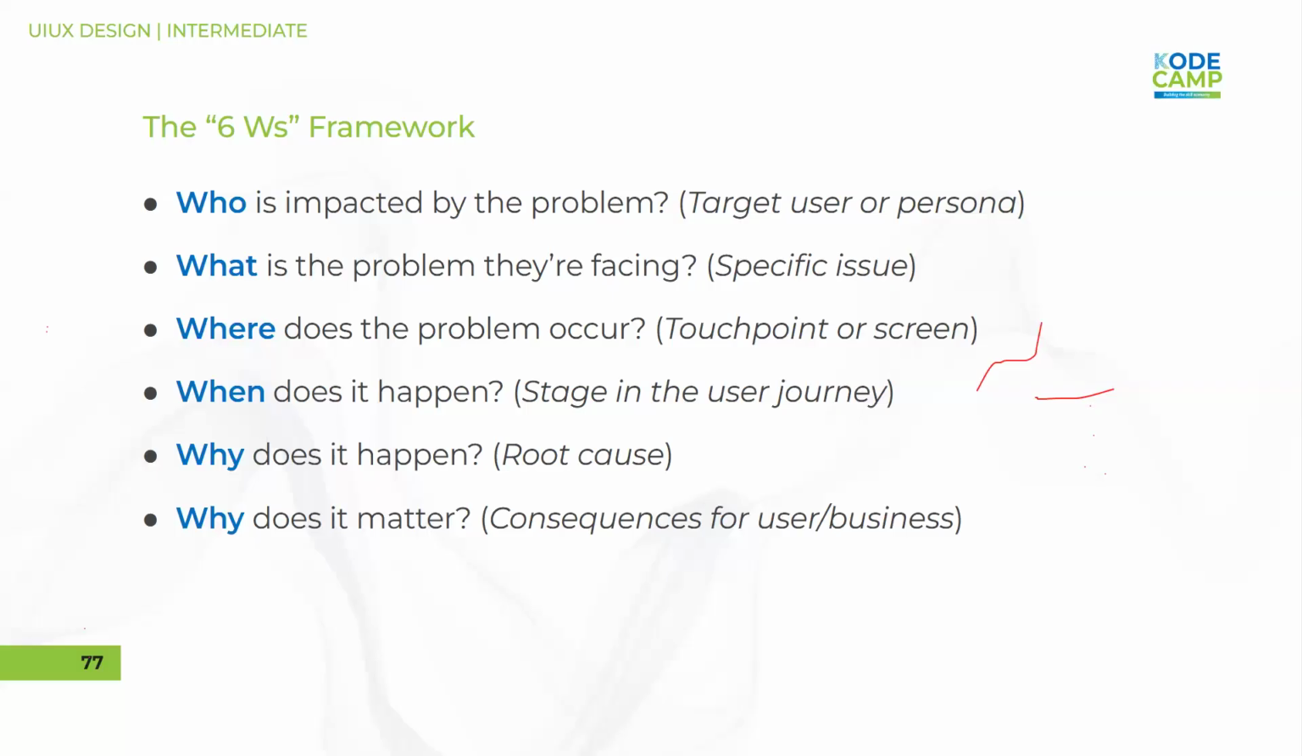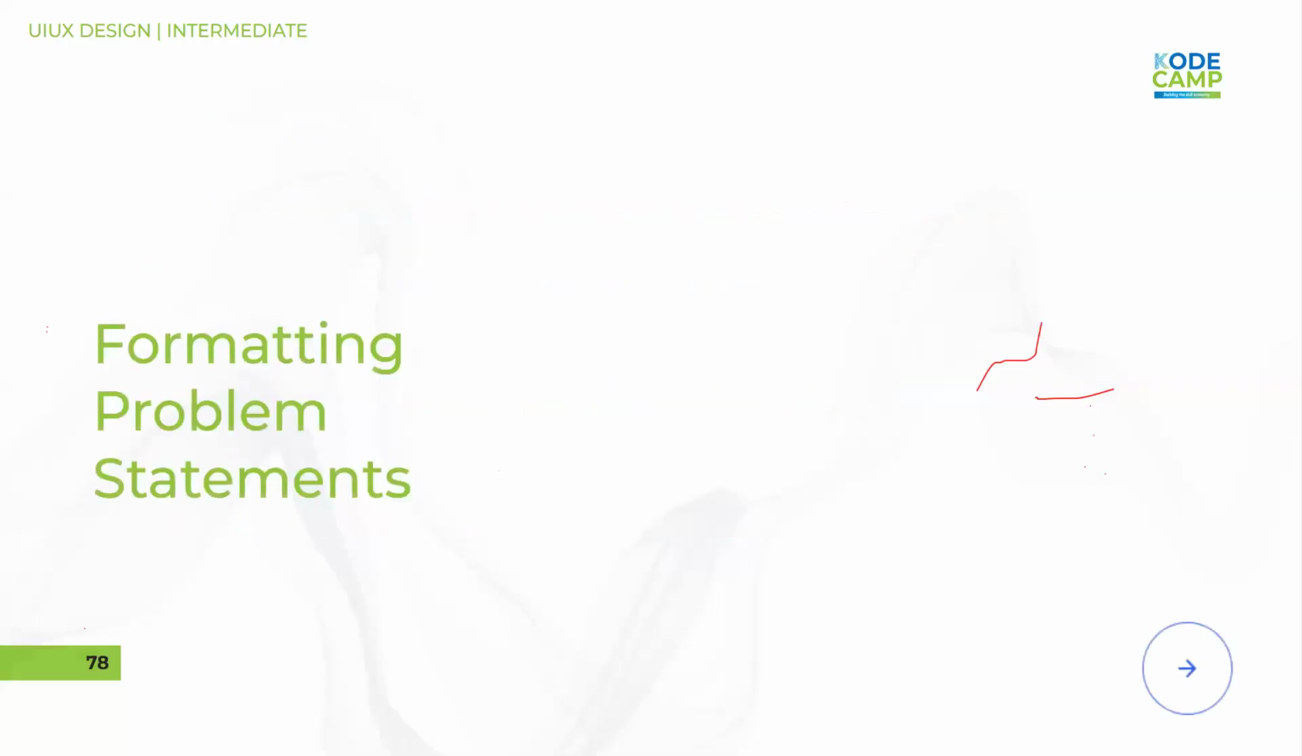So these are things that matter. So when trying to write a problem statement, these are the 6 W's framework that has to be there. Or we can also call it a cheat card. So this is a cheat card for you. So let's look at formatting problem statements.